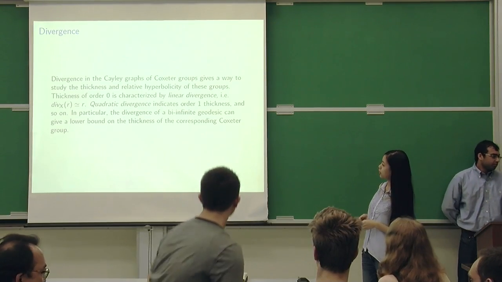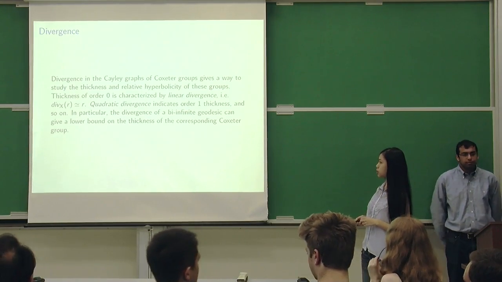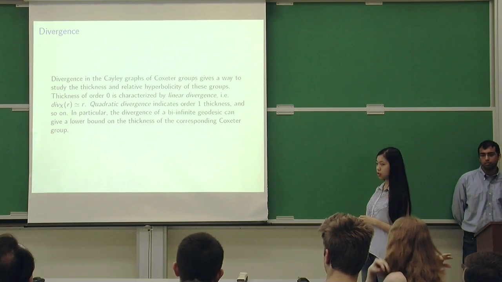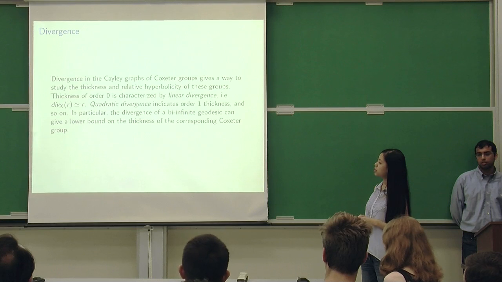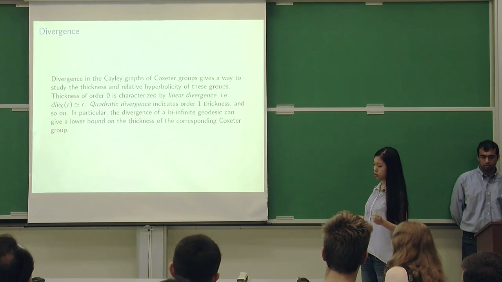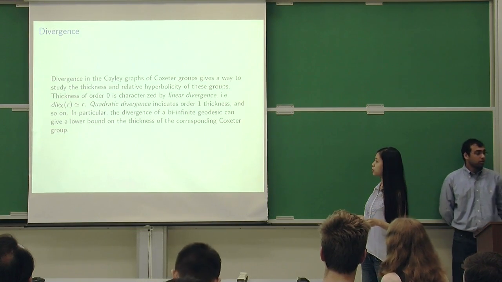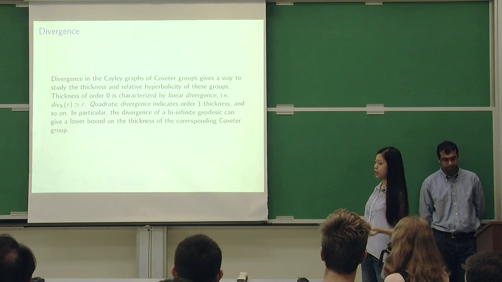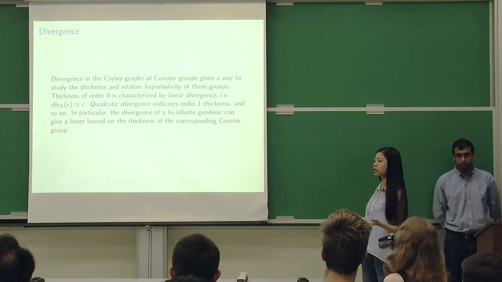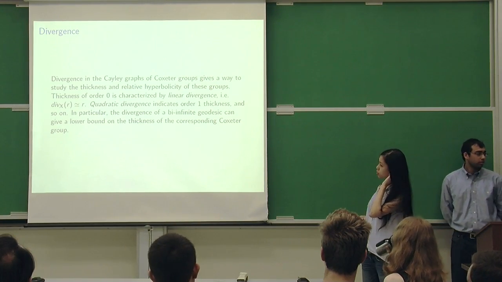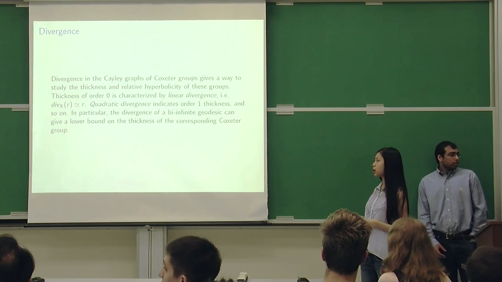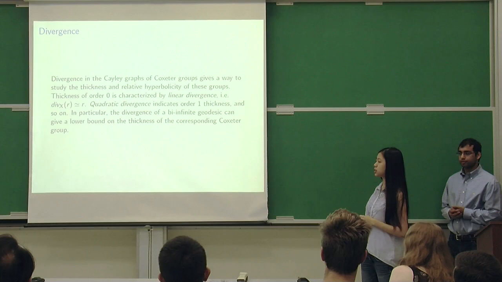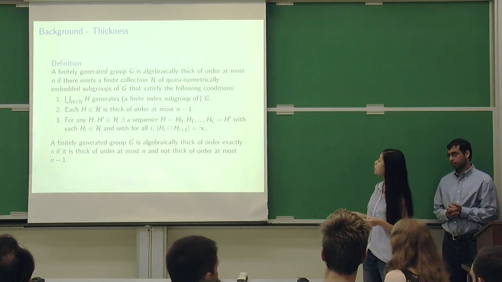So in the context of the Coxeter groups that we were working with, we want to use divergence to study a geometric invariant called thickness. Basically, thickness of order 0 in a group corresponds to linear divergence, and thickness of order 1 corresponds to quadratic divergence, and so on. So one way we can get a lower bound on thickness in Coxeter groups is to find the divergence in the corresponding space.